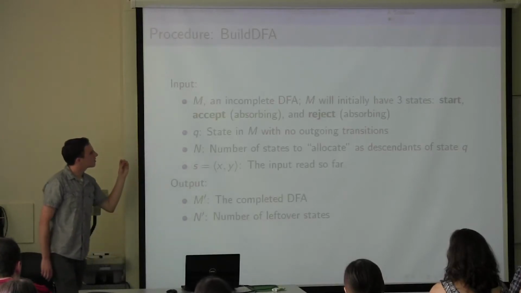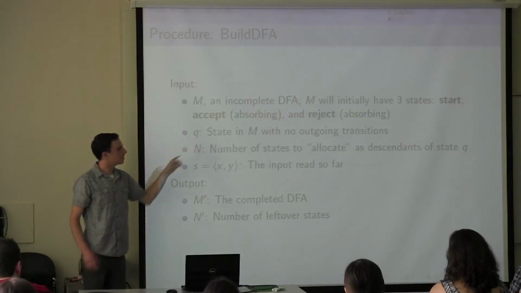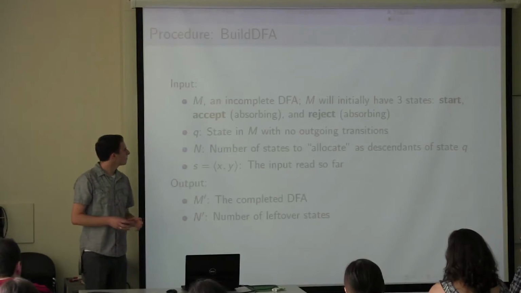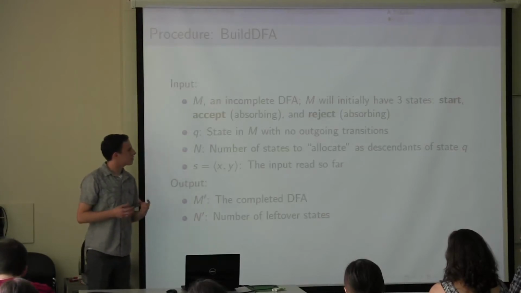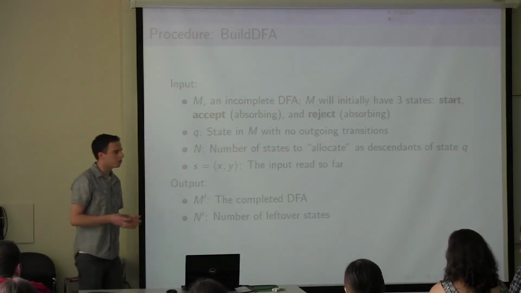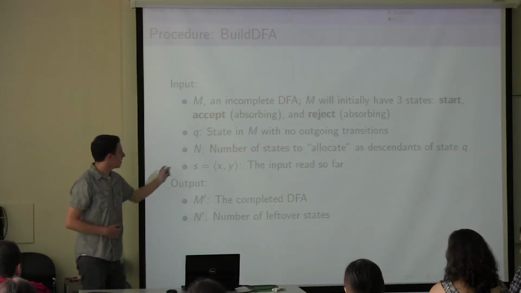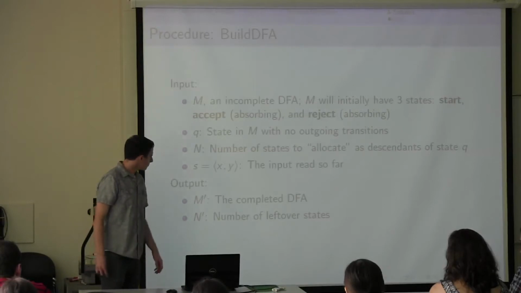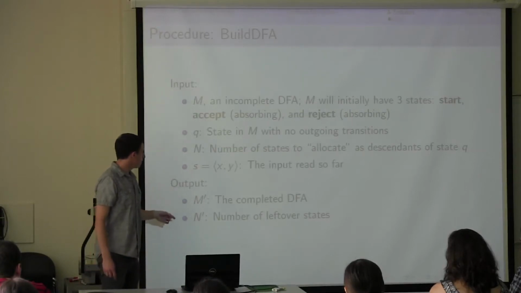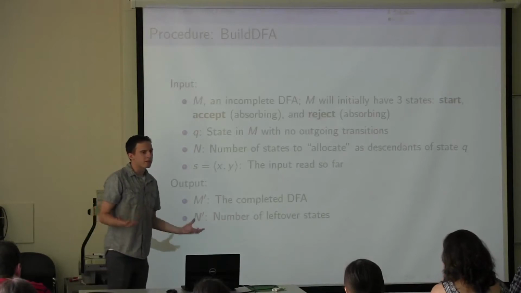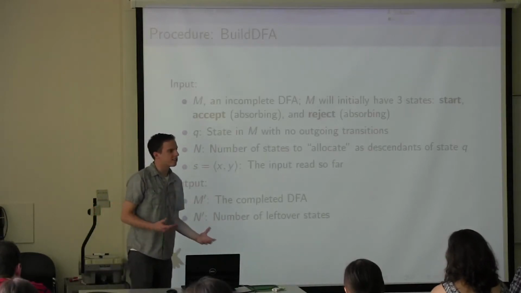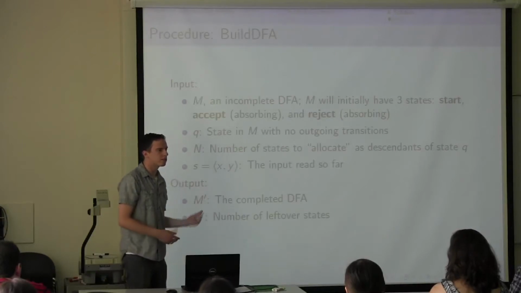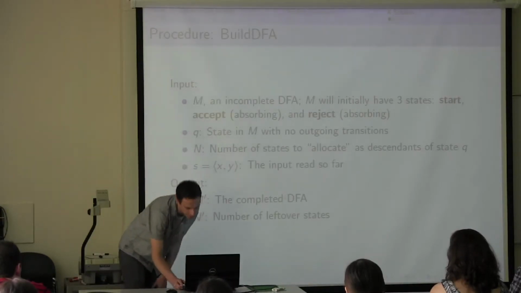The procedure also needs a state in M that has no outgoing transitions, which is the root of our subproblem. We need n, the fixed number of states that we're allowed to allocate to state Q, if you will. And then the input read so far is important for calculating these probabilities. It outputs the completed DFA, and any leftover states. Better algorithms might not leave any states left over, but maybe we can solve the problem pretty well and still have leftover states, so we want to keep track of that.